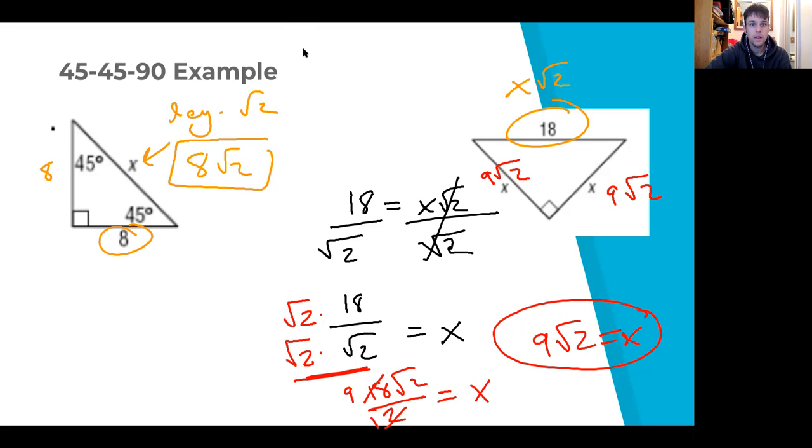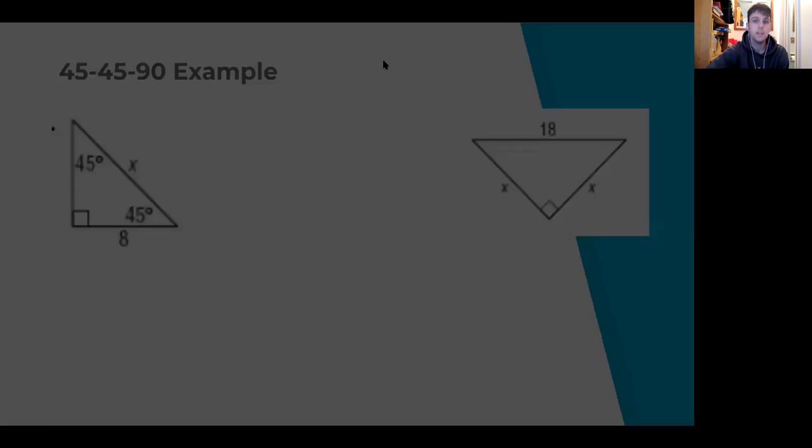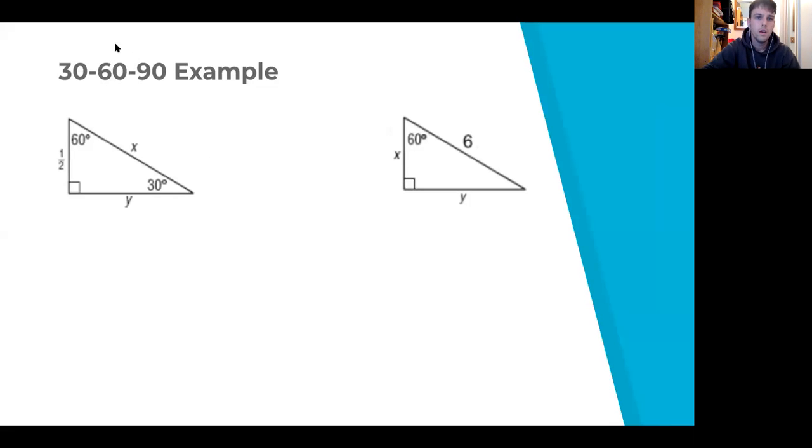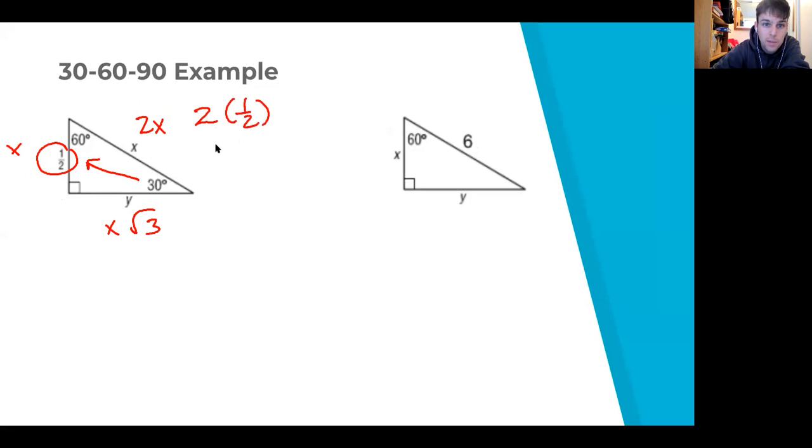All right, let's go ahead and clear this and do a couple examples of the 30, 60, 90 as well. First one, we are given the short leg. This is the short leg. It's across from the 30. So this is our x side. This is our 2x, the hypotenuse is 2x, and this is our x root 3. In this case, our x is 1/2. So this side is 2 times that. 2 times a half is just 1, so this side is 1. And this side is 1/2 times the square root of 3, or the way that we write that is square root of 3 over 2.